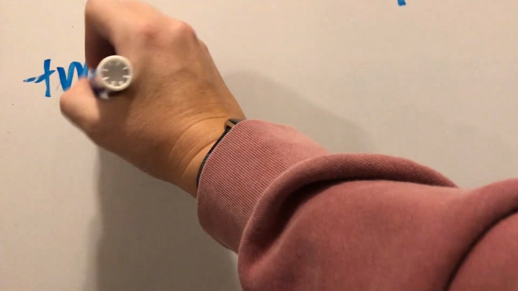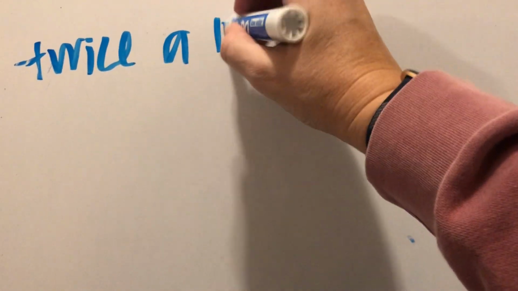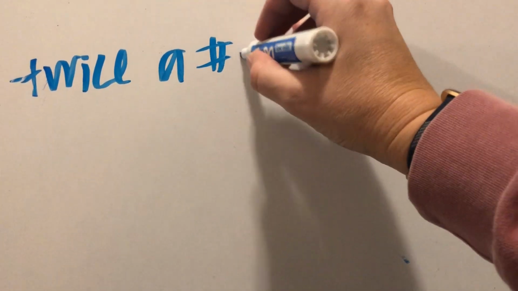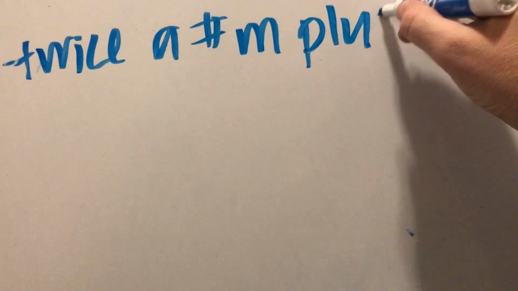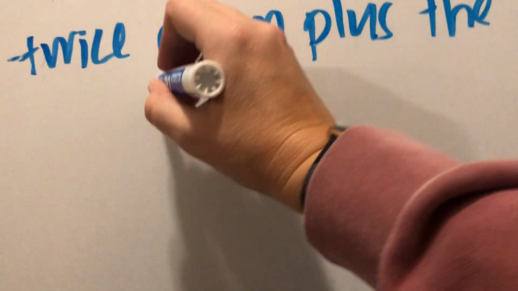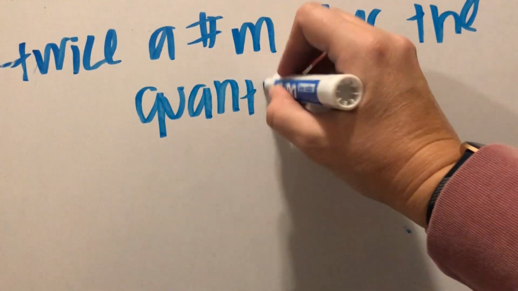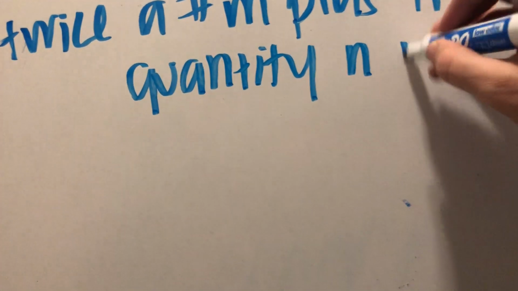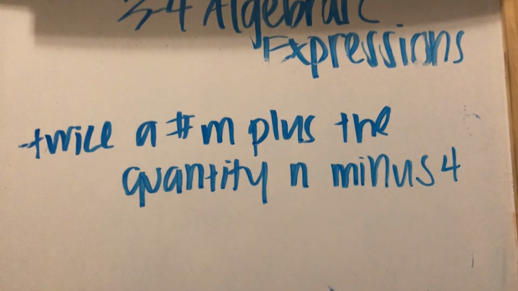All right, let's do another example for this one, and then we're going to go on to the second part. Okay, this one again, a couple different operations. It's going to be twice a number m, plus the quantity n minus 4. Sorry guys, that's a long one.